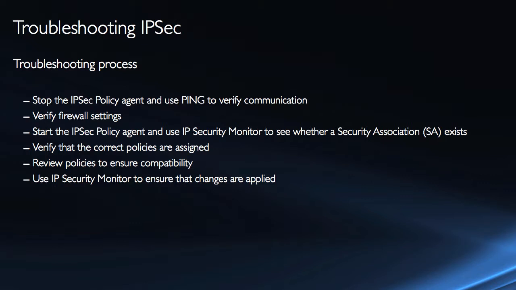Then we could start the IPsec policy agent and use the IPsec monitor to see whether a security association exists. If security associations do not exist and you're not able to come to terms, then it's likely that there's something wrong on the policies on either end. Just make sure that we're consistent on authentication methods and encryption levels. Make sure that those policies are compatible with one another. We do also want to use IP Security Monitor, restarting it, making sure changes are applied. If you've made any changes to policies, do a GP update force to make sure those policies are applied. Maybe even restart the IPsec policy agent, just to make sure that it's there.